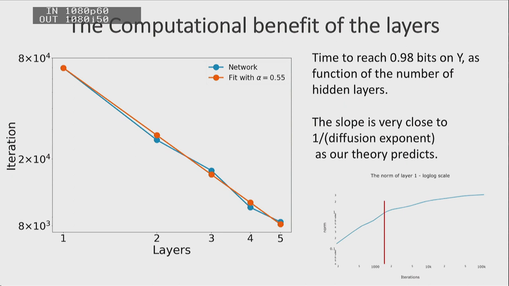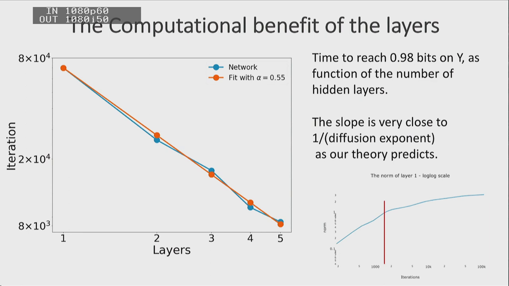And so the first thing to look at is the number of iterations that it takes to converge to a good solution as a function of the number of layers. And if I'm right, first of all, it should be a power law. So in the log-log plot, it should be a line. And if I'm really right, the exponent should be 1 over the alpha of the diffusion. Okay, so that's a very direct prediction, which anybody can test.